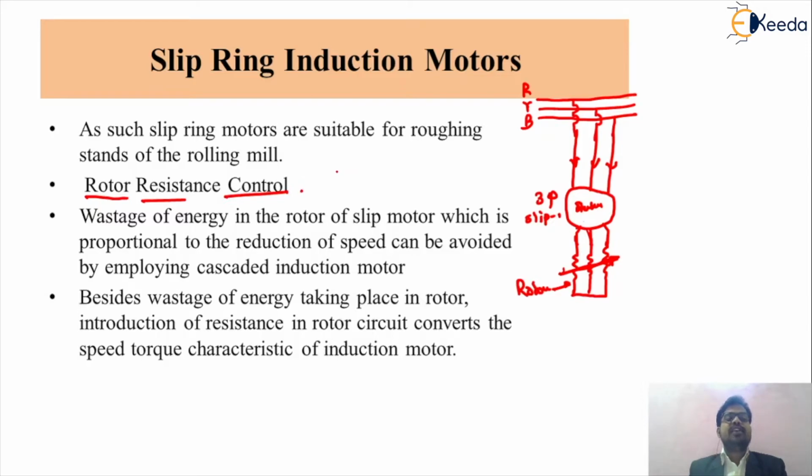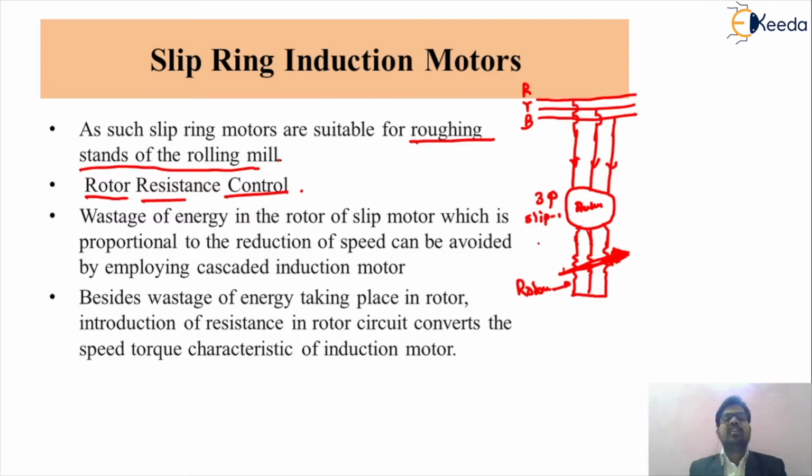So friends, we use a slip ring induction motor in different types of rolling mills. Why do we use slip ring induction motors? It is suitable for the roughing stands of the rolling mill. For that, we are using the speed control method of the slip ring induction motor called rotor resistance control. Friends, there are different disadvantages of the rotor resistance speed control technique. So for the slip ring induction motor, most of the time we prefer a different speed control method instead.